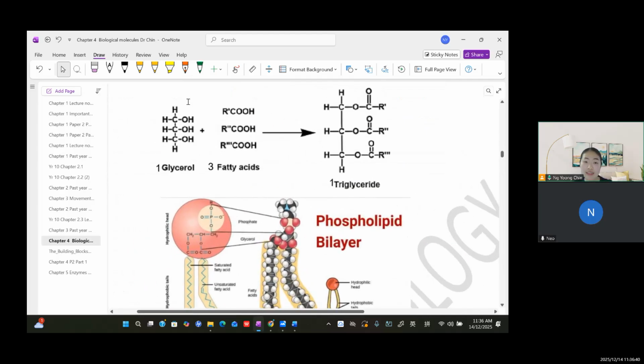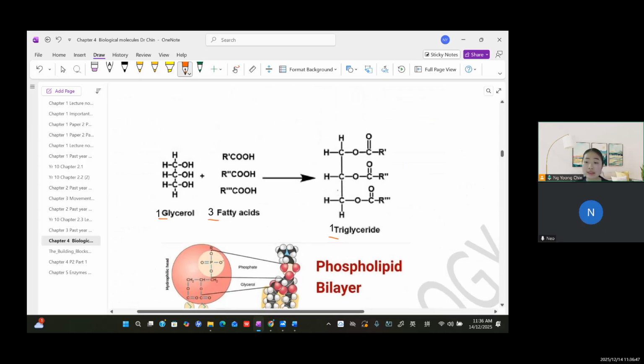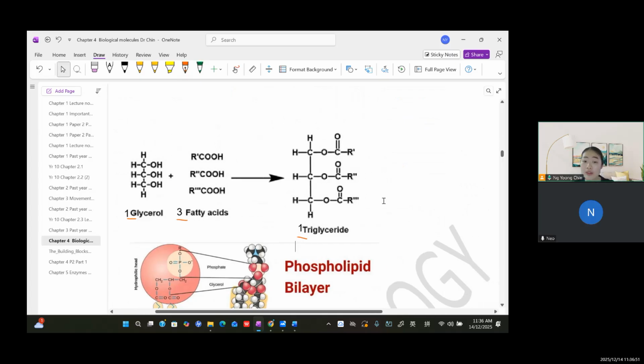Once you join 1 glycerol with 3 fatty acids, it will become 1 unit of triglyceride. And in this process you produce water, about 3 water molecules. You can add here 3 water molecules.